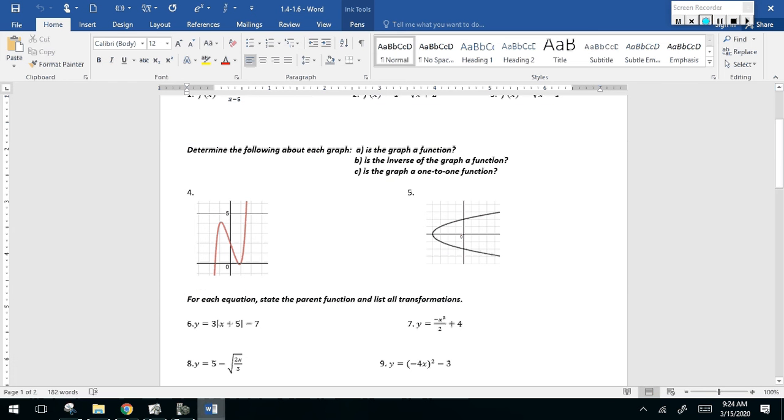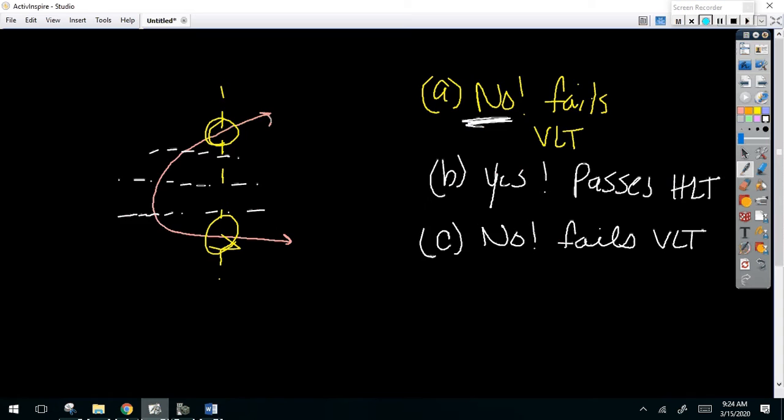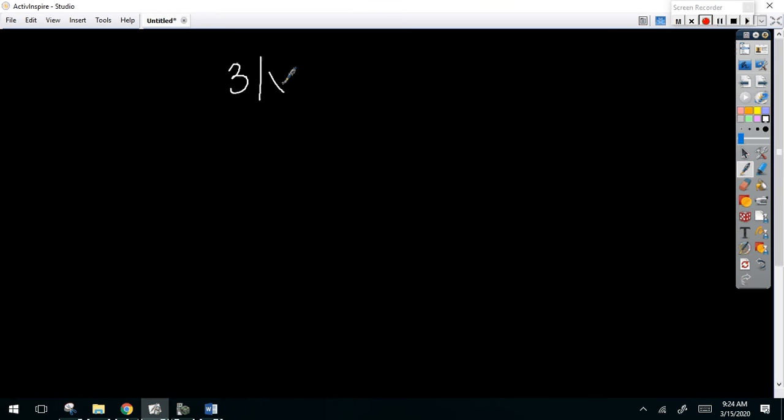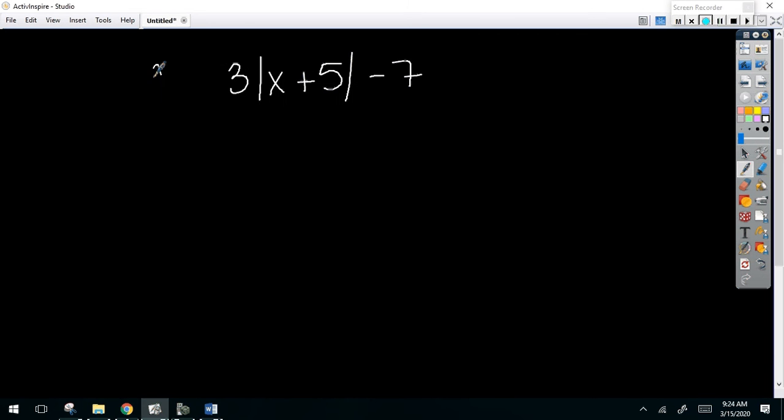Okay? Moving right along. So numbers 6 through 9 ask us to state all of the transformations as well as the parent function. So I have 3 times the absolute value of x plus 5, oh, sorry, minus 7. So here, the parent graph is one of those 12 parent functions that we talked about, that we took the test on previously. So here I'm looking, the parent is going to be the absolute value of x.